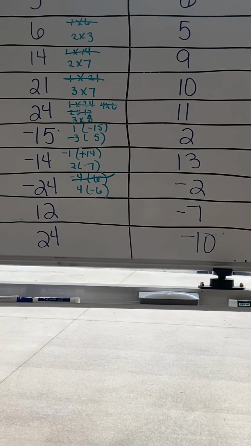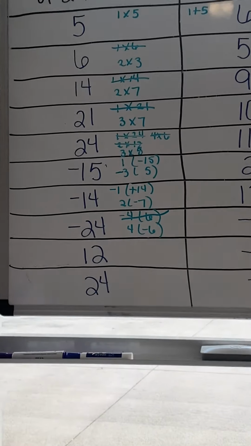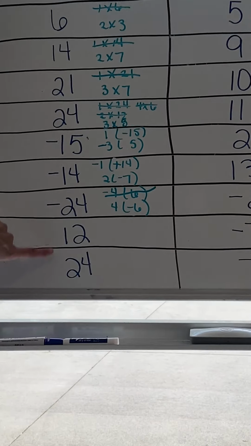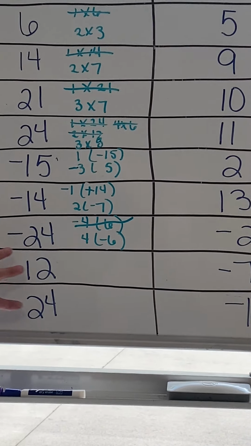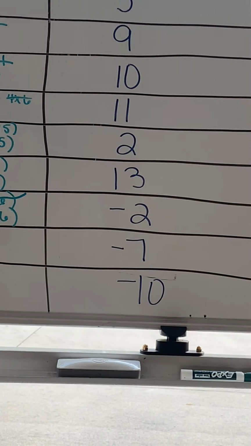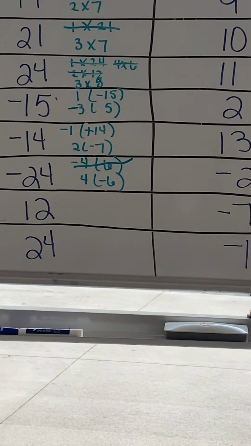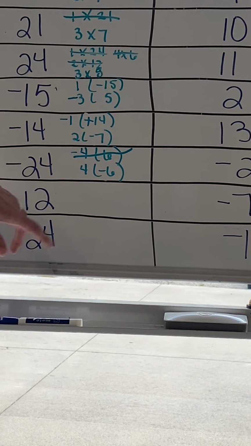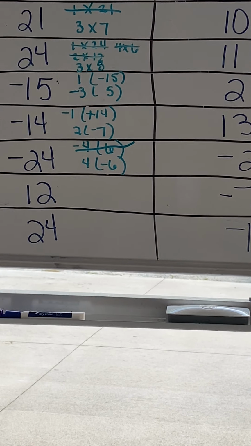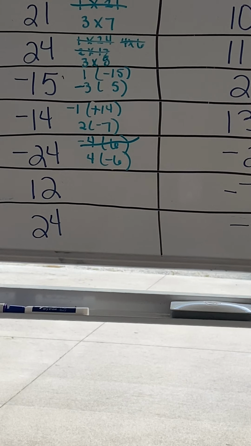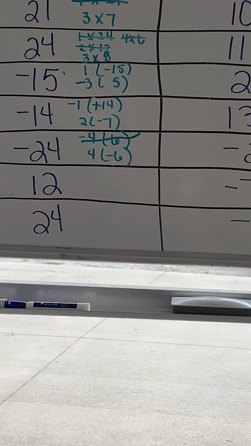Okay, so these two, we're kind of switching gears again because I want you to look at the product. The products of these are positive, but the sum of both of these are negative. So I want you to think about what combination of numbers are you going to multiply together and get a positive and add together and get a negative? And the answer to that is they have to be both negatives, okay?